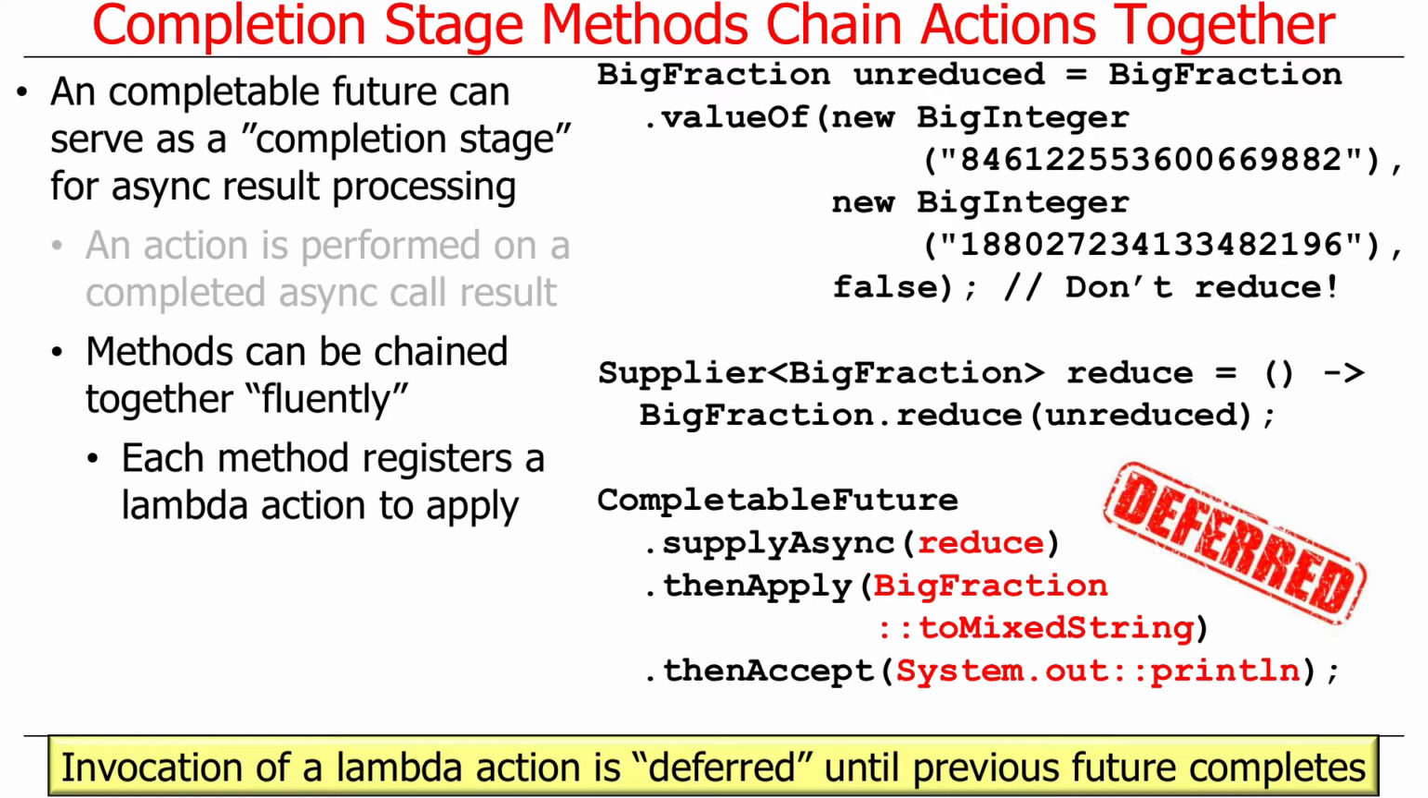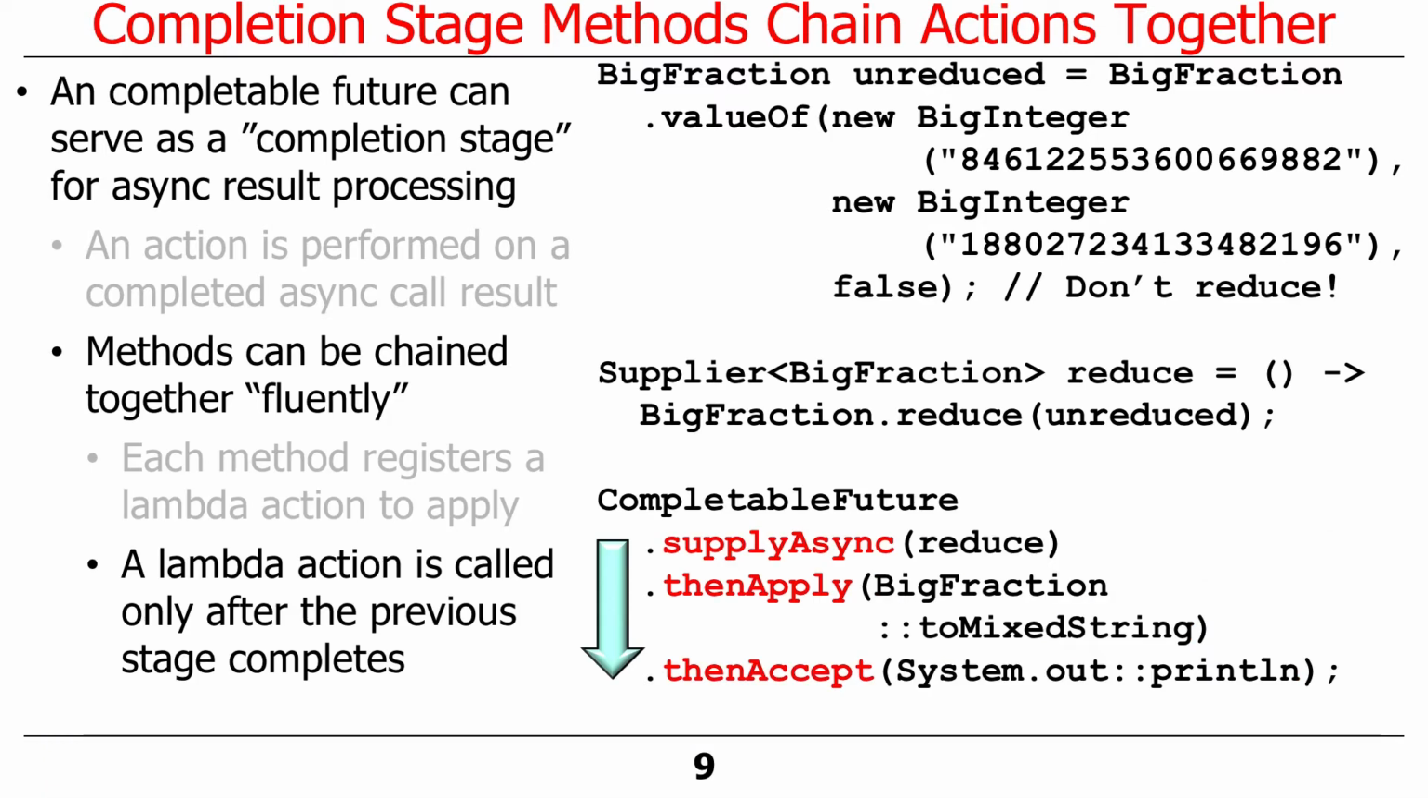So these things are not run immediately. They're deferred and they're run when it's their time to run. And as you can see here, the way it works is that these actions are only called after the previous stage completes. So it's kind of like a little pipeline or a chain of these things. All right, any questions about that?